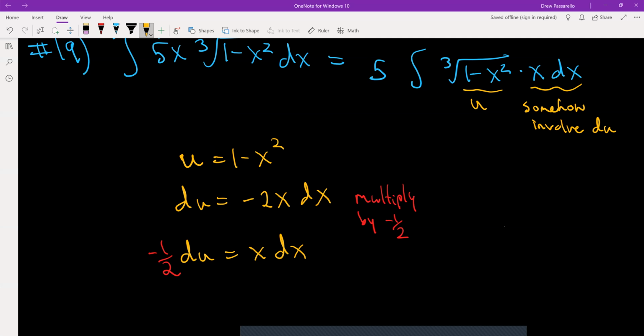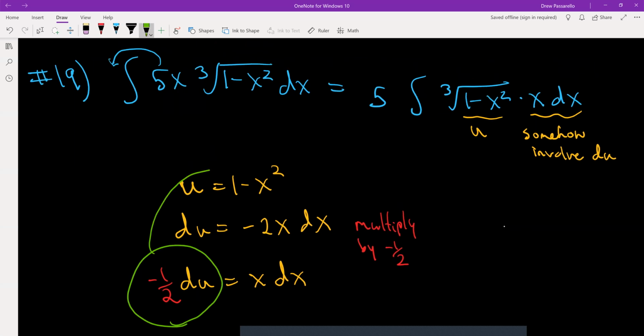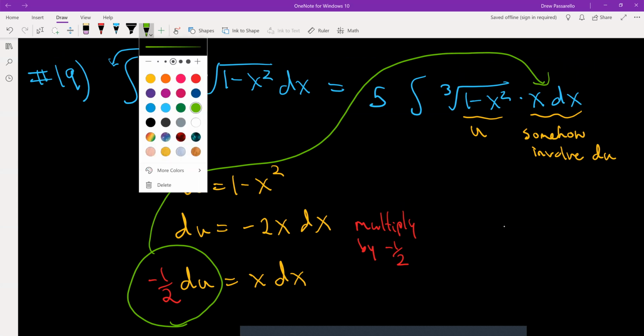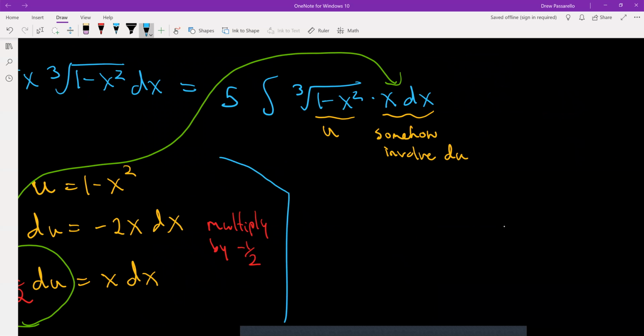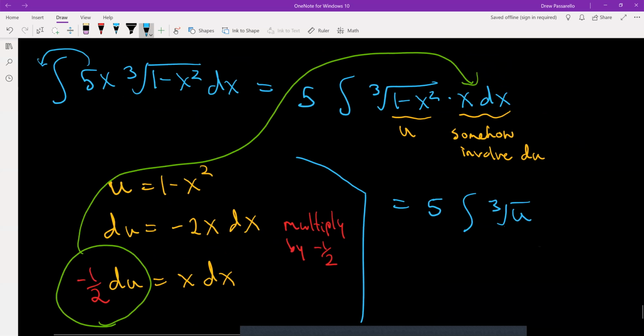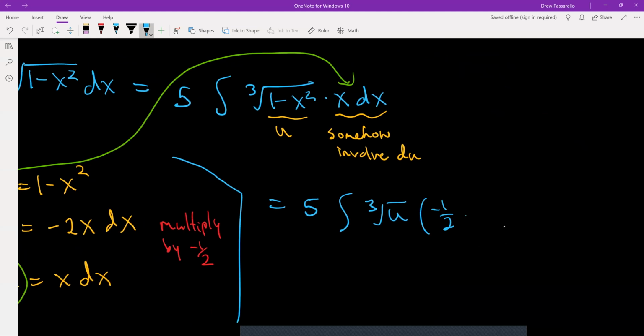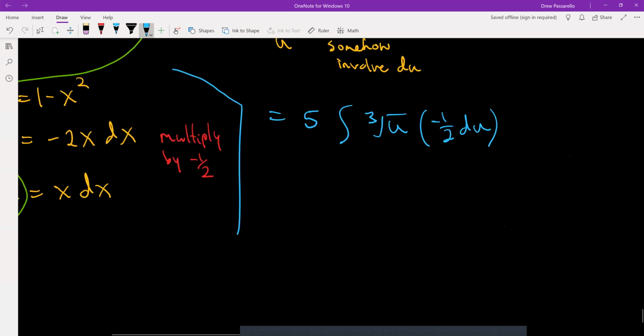All right, now I can substitute the negative 1/2 du, that's my somehow involving du, in for x dx. So changing the variable, I'm going to have 5 times the integral of the cube root of u, and then instead of x dx, that's negative 1/2 du. I can factor out the negative 1/2 in front of the integral, but I already have 5 there, so I do 5 times negative 1/2. That's negative 5 halves. So I have negative 5 halves, and then the integral of cube root of u du. Well, the cube root is the same thing as raising it to the 1/3. So I have u to the 1/3 du.